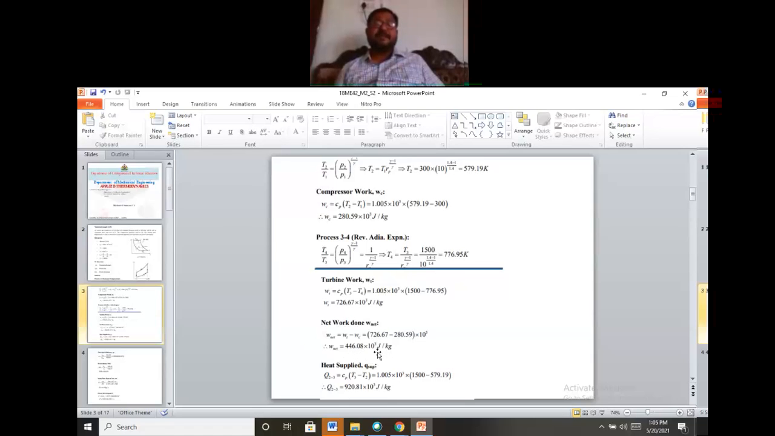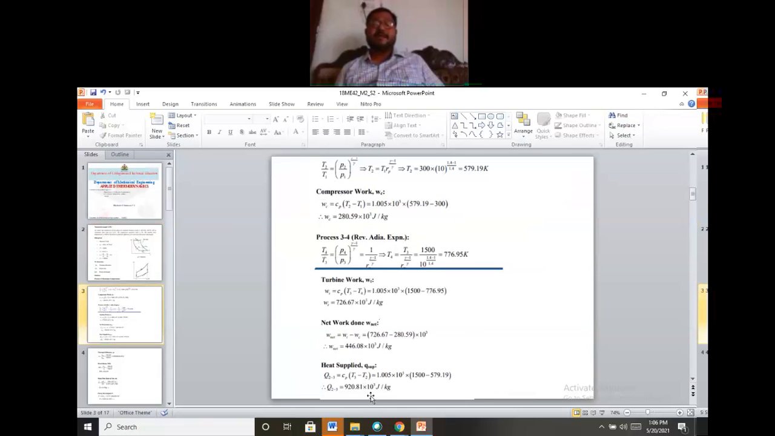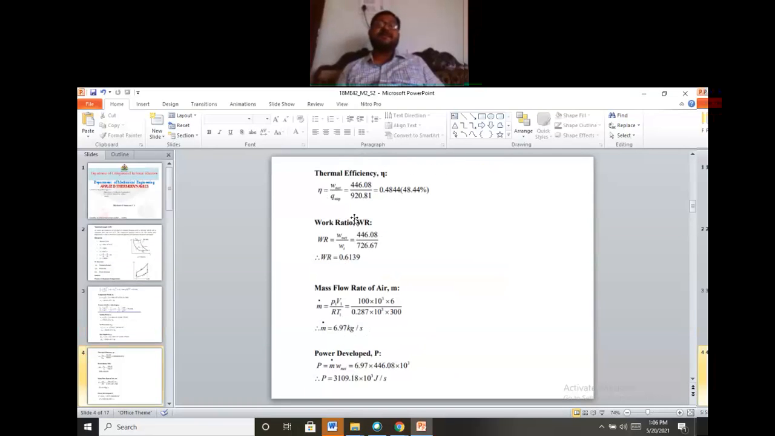Heat supplied is Q, 2 to 3. It is constant pressure. Q is equal to m Cp into T3 minus T2. Heat supplied: T3 minus T2, 1.005 into 10 to the power of 3 into T3, which is given as 1500, minus 579. You'll get 920.81 into 10 to the power of 3 joule per kg, otherwise kilojoules per kg.